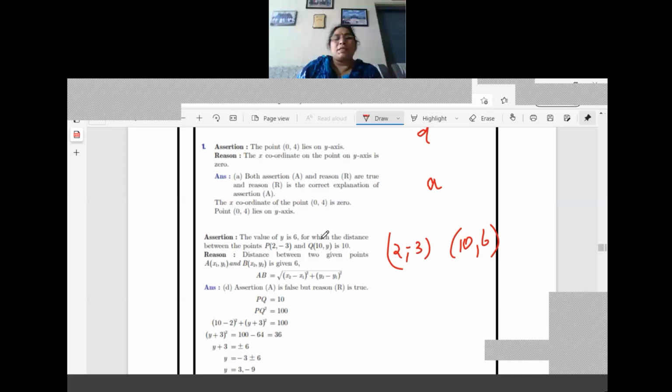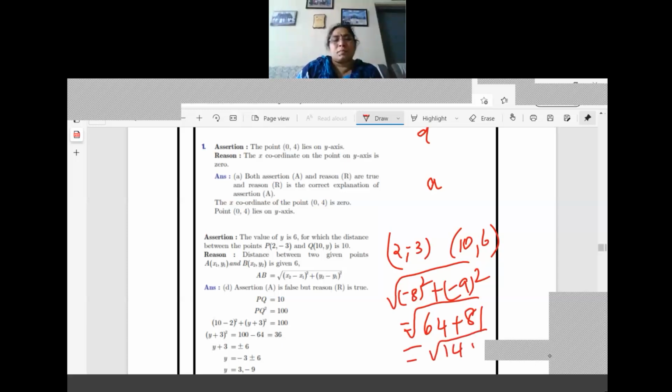The value of y is 6, for which the distance between the 2 points P 2 comma minus 3 and 10 comma y is 10. We can check in a reverse way also. The distance we can calculate: 2 minus 10, that is minus 8 whole square, plus minus 3 minus 9, so minus 12 whole square only. So what happened here? 64 plus 81. So you are not getting 100, isn't it? In any way you can try. So the answer is not correct here. So this is false only. The distance cannot be 10.